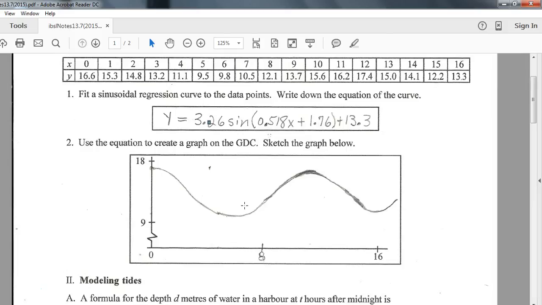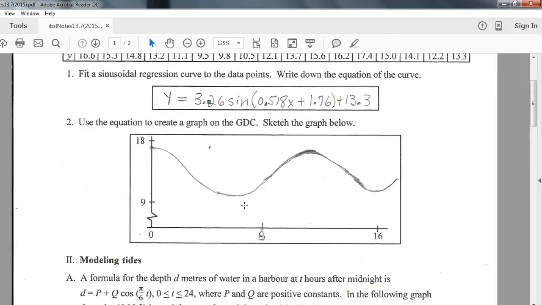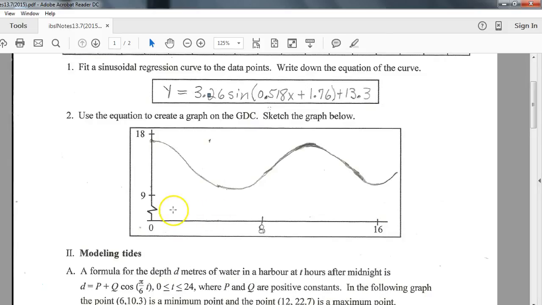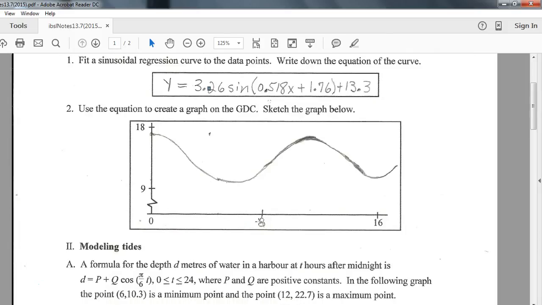Just a reminder, especially for those taking the IB exam, anytime you do a graph on a test, you have to label your y-axis values, at least a few of them, and you have to label x-axis values as well, or you get marked down for those things.